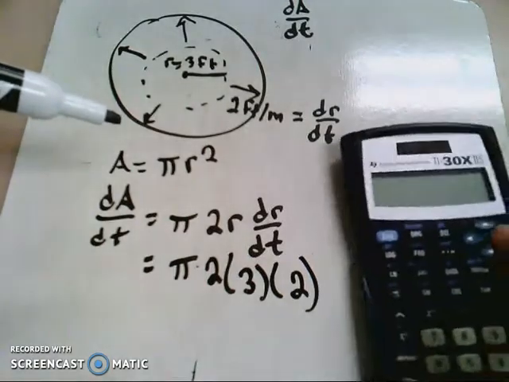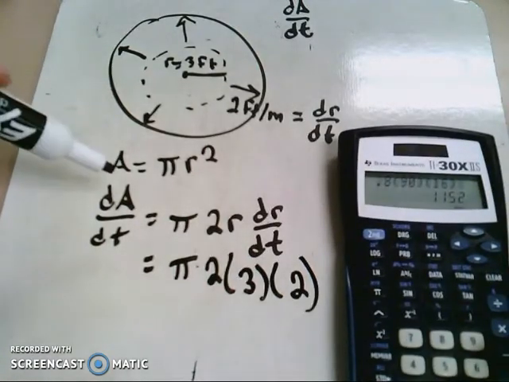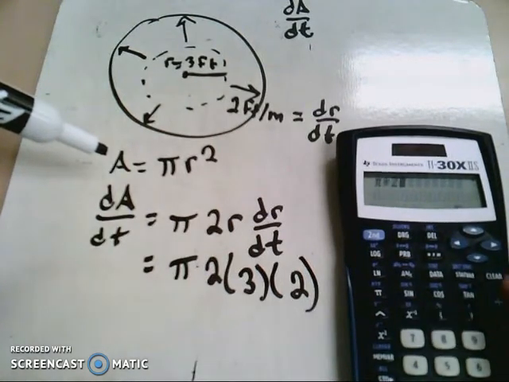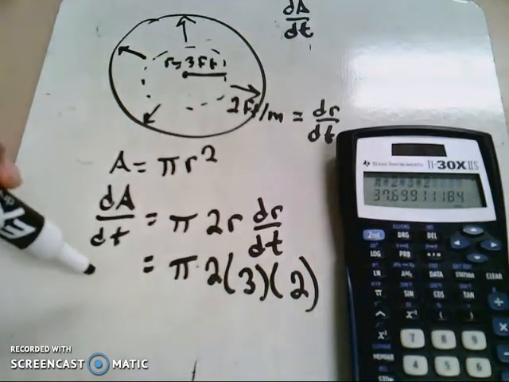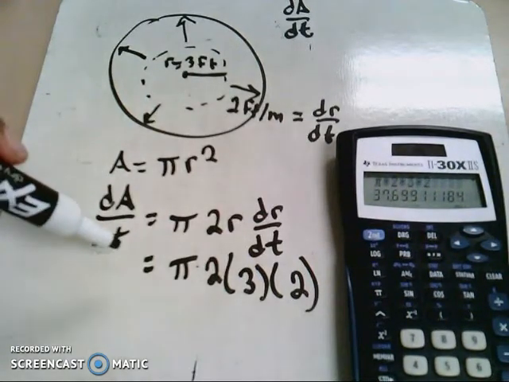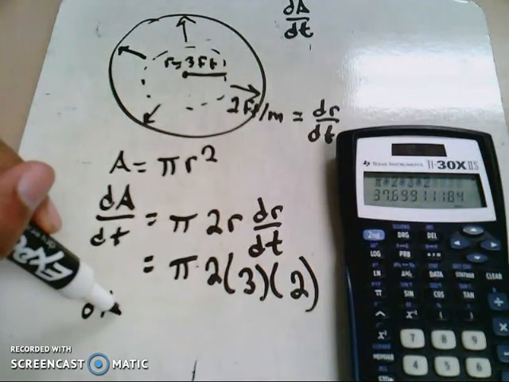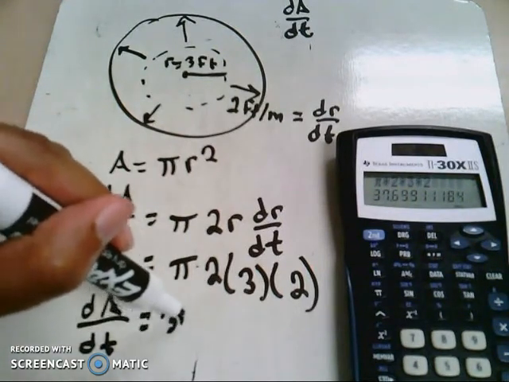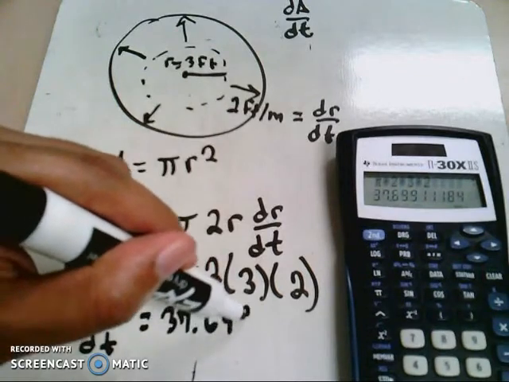So now we just plug all of this information in. We have pi times 2 times 3 times 2, and that equals 37.699. So dA/dt, the rate at which the area is changing, is going to equal 37.699 here.